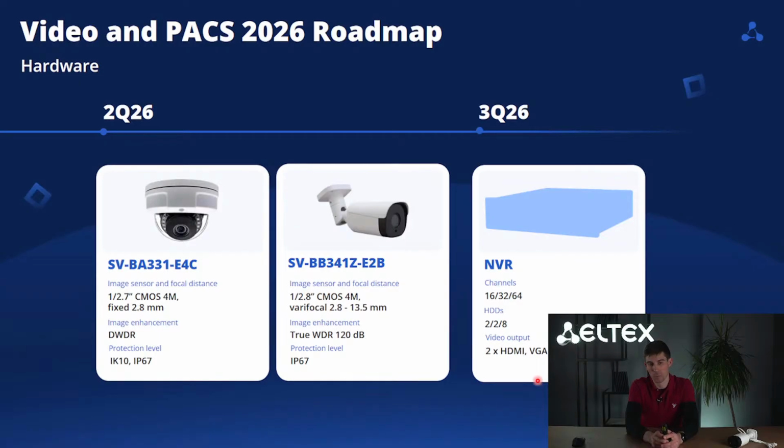Our hardware plans for this year are 2 new cameras in the second quarter. This would be a vandal-proof camera with an IK10 damage-proof rating, and I would like to highlight that it also has this larger image sensor of 1/2.7.